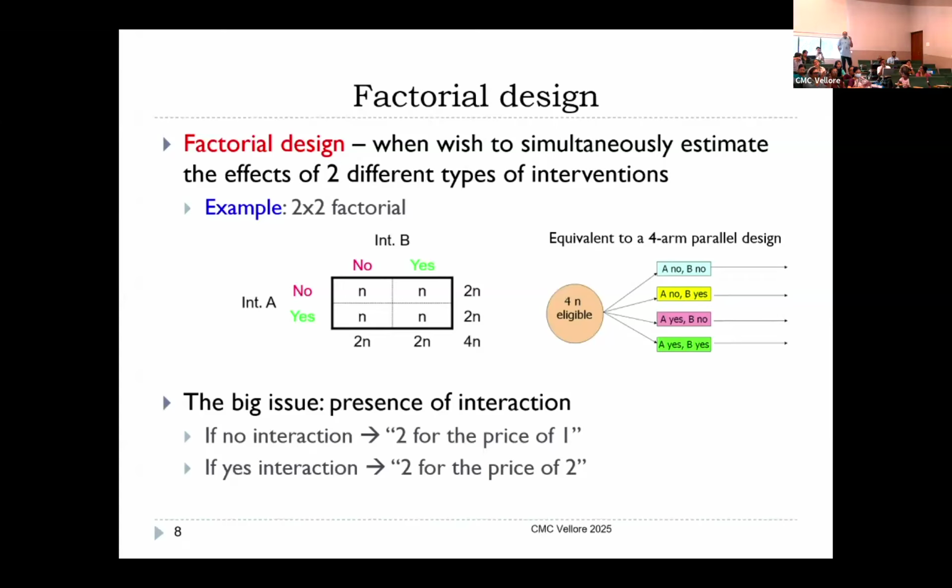There is a way to test it. You would calculate the effect of B in the presence of A, calculate the effect of B in the absence of A, and test whether those are different or not. There's a test for interaction that one can do, but it's not testing the yes-yes versus the yes-no. It's testing all four cells. The example is coming up in a second.